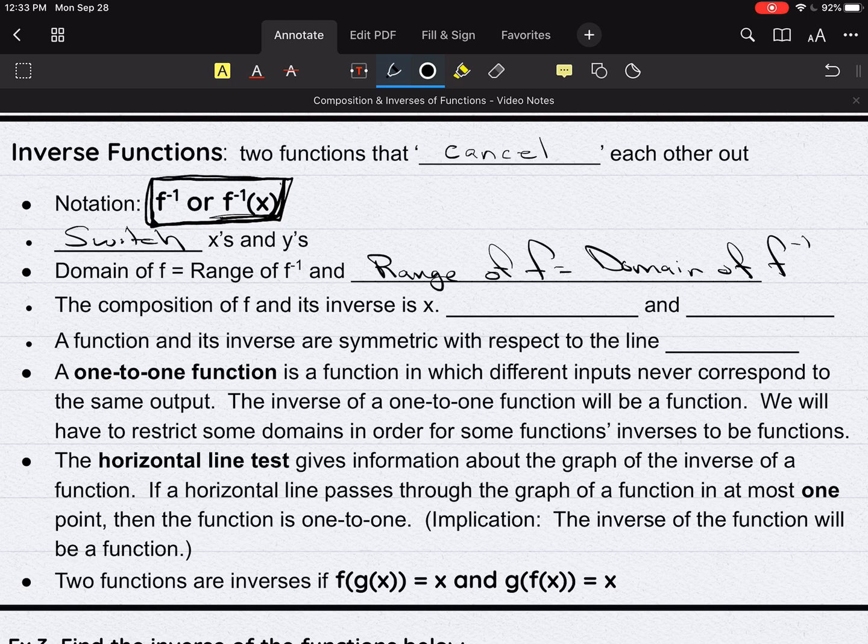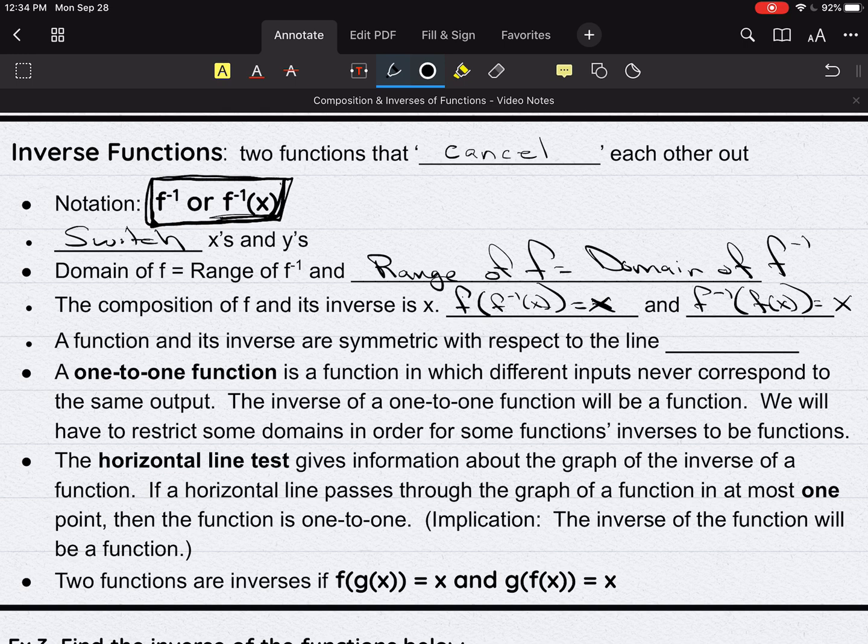So the composition of f and its inverse is x. This is another thing we're going to look at here in a little bit. So what that means is f of f to the negative 1 of x. When I plug my inverse into my original, I'm going to get x. And going the other way, f to the negative 1 of f of x. If I plug my original into the inverse, I'm going to get x. So that's how we determine if two functions are inverses of each other. And we'll look at problems like that in a minute.